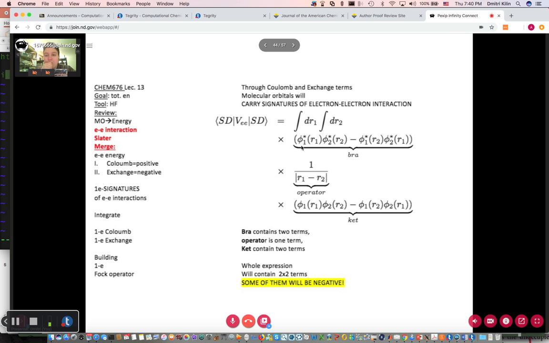Now, this bra stands for the Slater determinant on the left. Ket stands for the Slater determinant on the right. They are the same, except these stars. And V sub EE is in between, right? So in the bra, there are two terms. In the ket, there are two terms, and the operator is just one term. Please show with your fingers how many terms will be in the result.